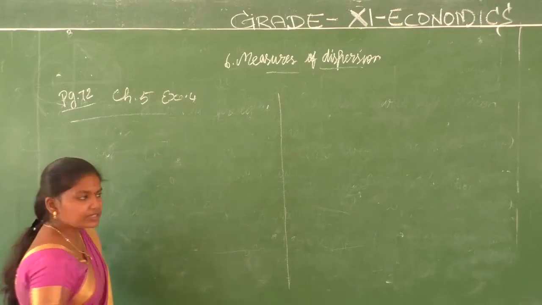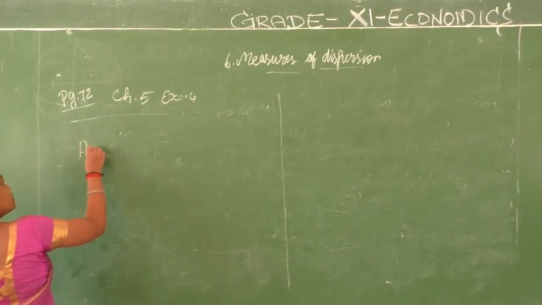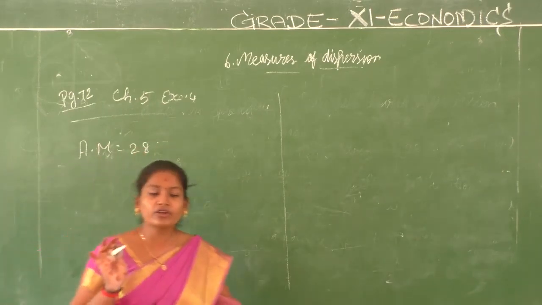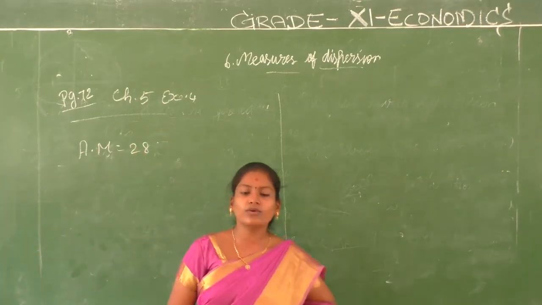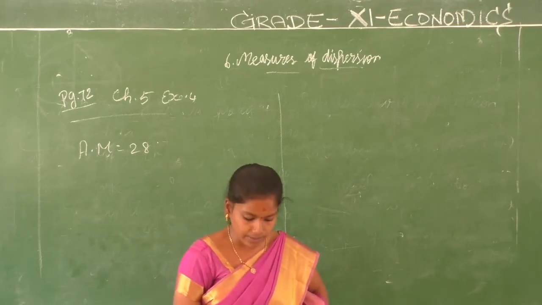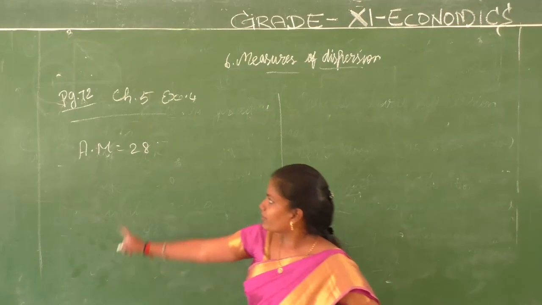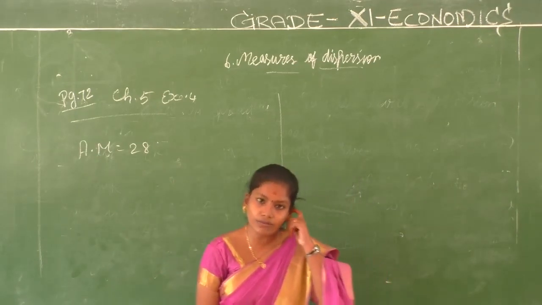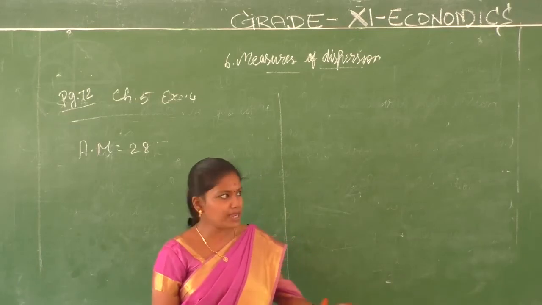What have they given you? They have given you that the arithmetic mean is 28. Usually, you will get the values and you need to find the arithmetic mean, median, mode, everything. But here, they have given you the arithmetic mean as 28. They want you to find the missing value and they want you to find the median.